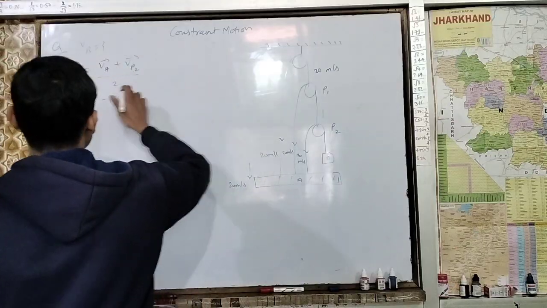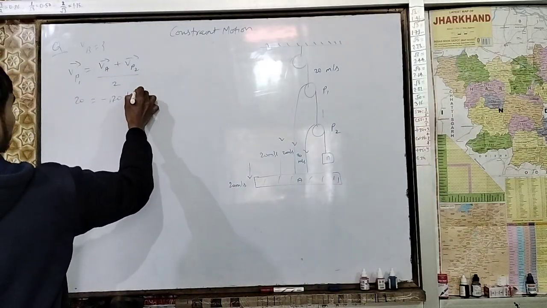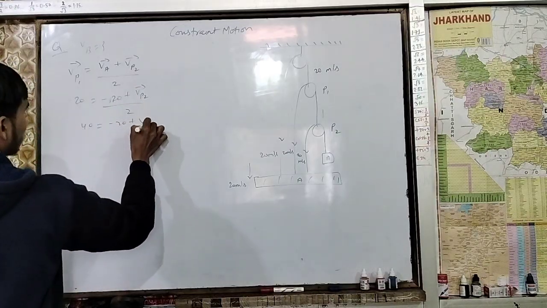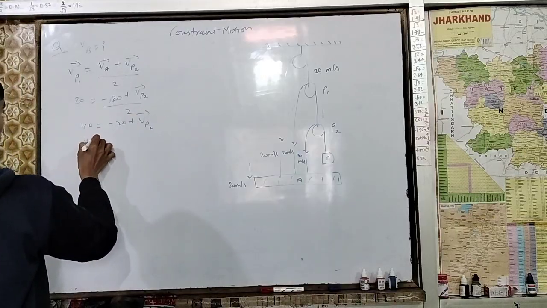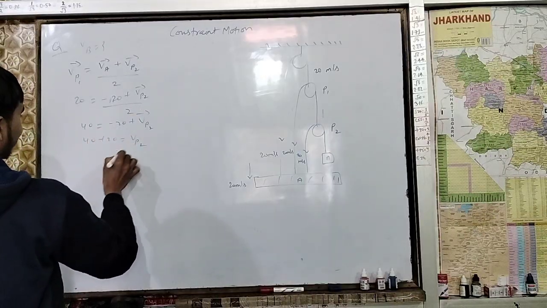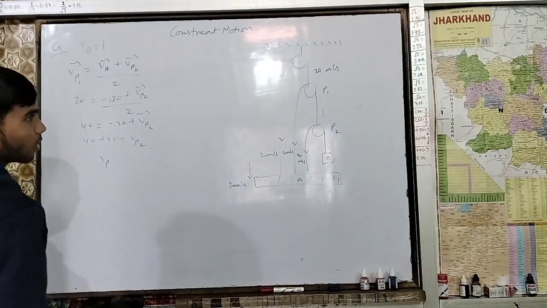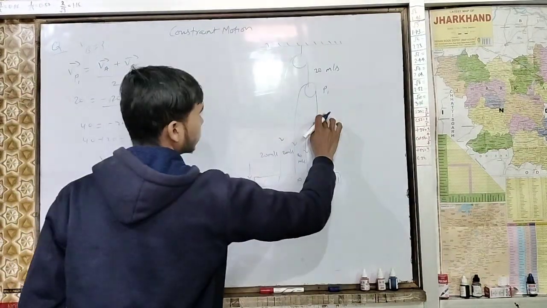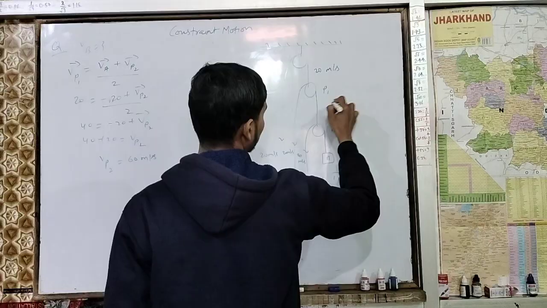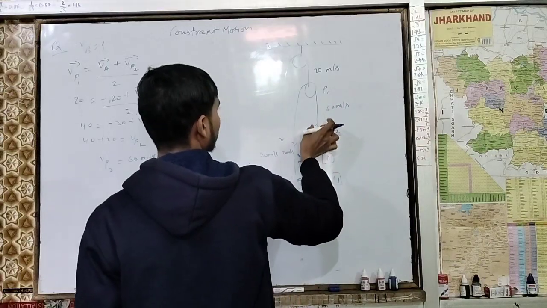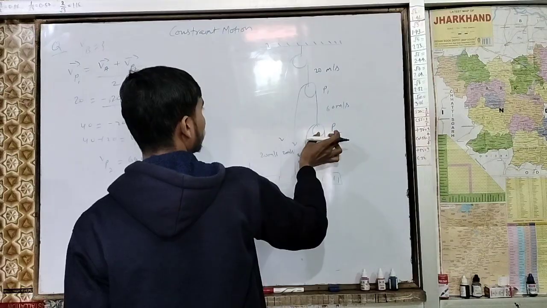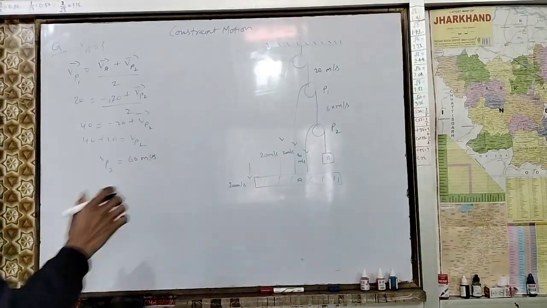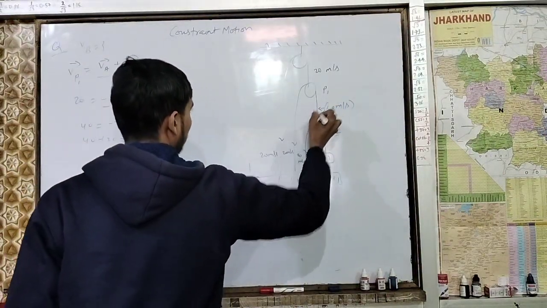Velocity of this P1 is given, which is 20. P2 is not given. Upon 2: 40 minus 20 plus Vp2. So 40 plus 20, Vp2. So velocity of the second pulley is 60 meter per second. With 60 meter per second, this P2 is moving upward. Okay, P2 is moving upward with 60 meter per second. Clear?